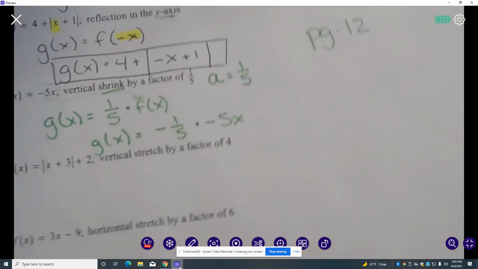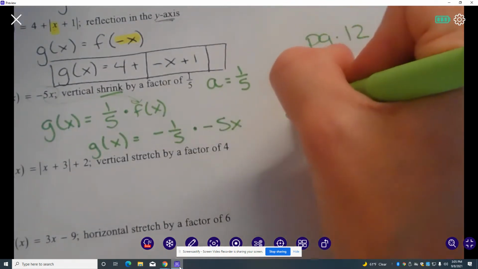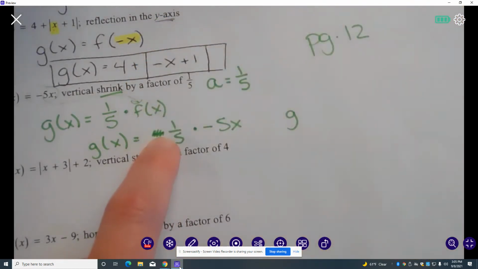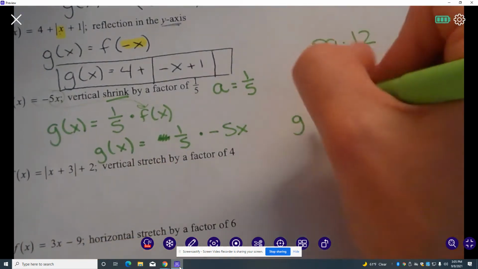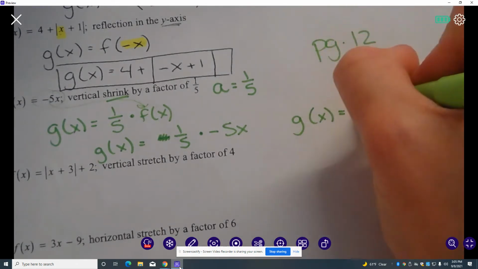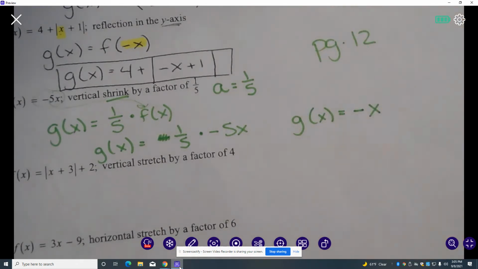We just want to make sure we simplify this. And so I need to do, oops, sorry, I shouldn't have a negative there. I'm not sure why I put that. We need to do 1/5 times negative 5. So g of x is equal to 1/5 times negative 5 is negative 1, or negative 1x.